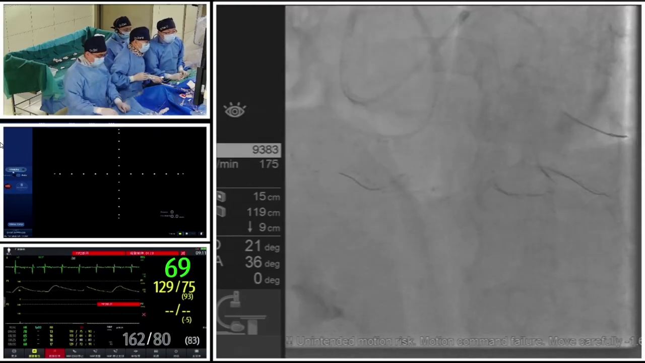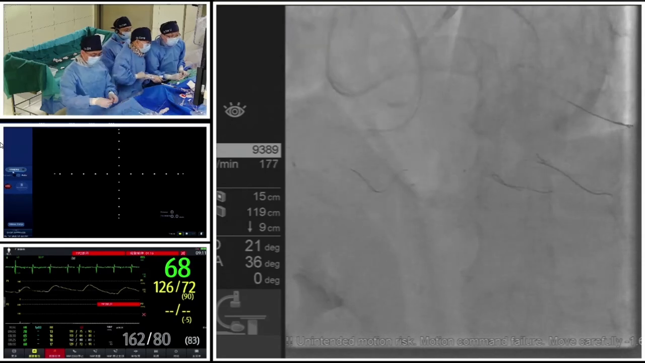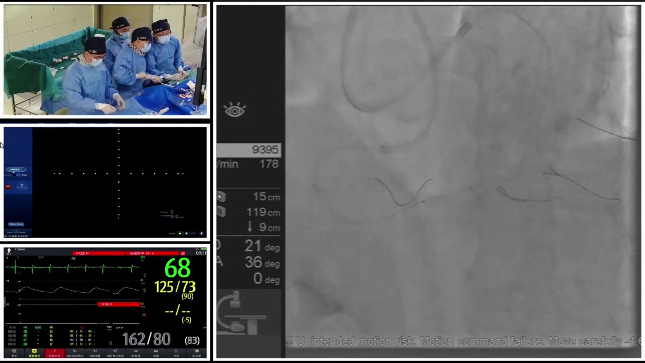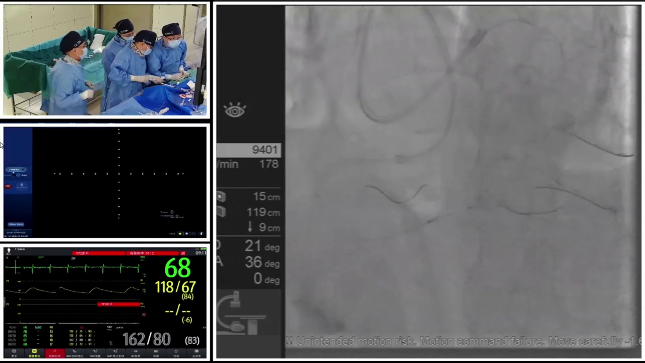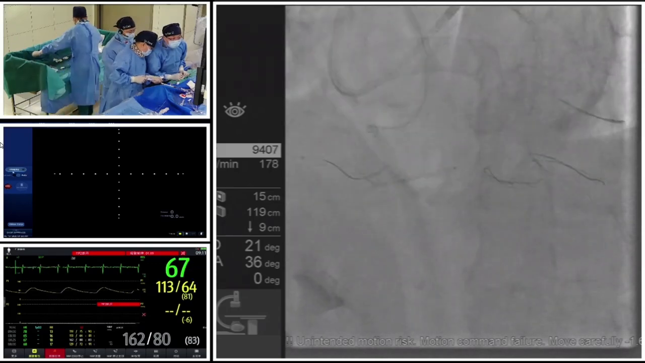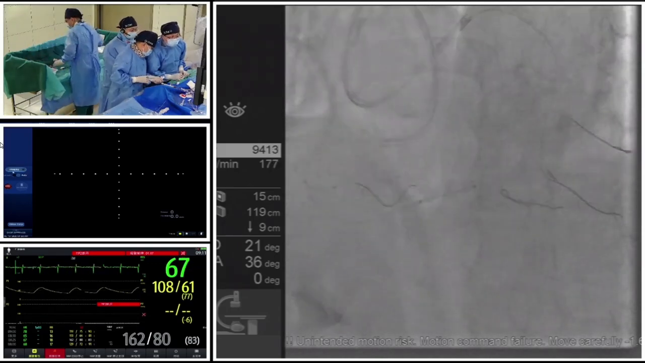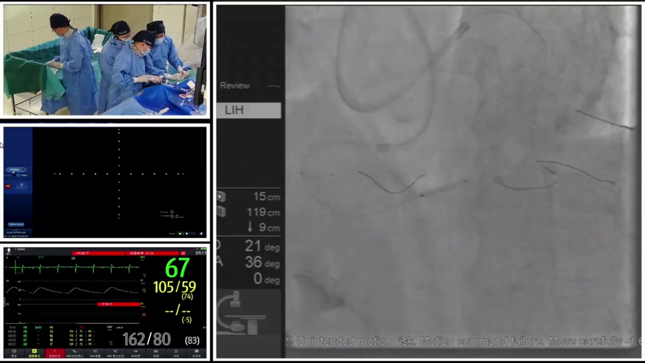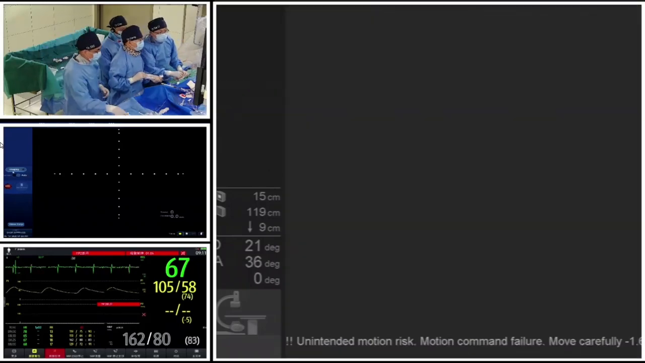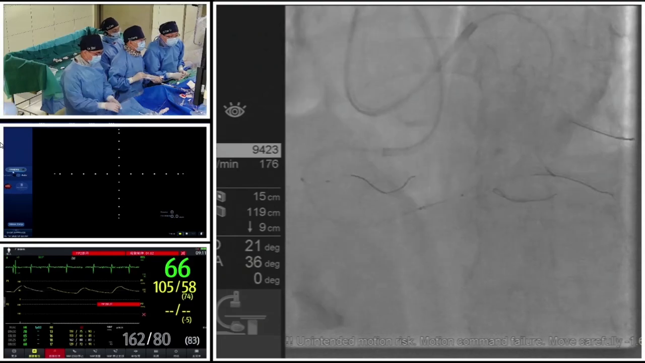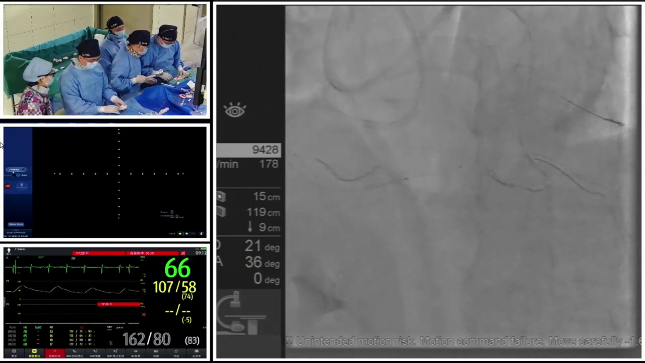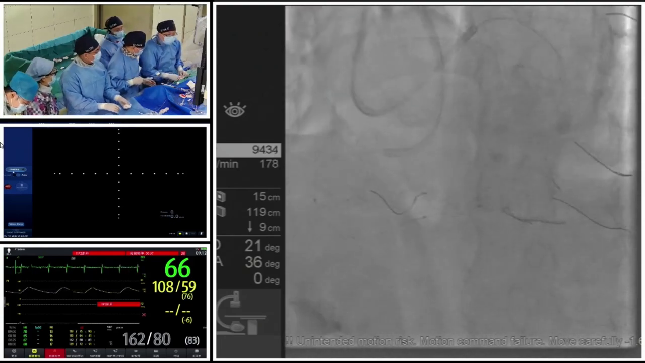Okay, we are trying to modify the distal part of the CTO segment. This is a 2.0 balloon, right? Yes, 2.0 by 20. This is a 2.0 by 20 Emerge balloon. We're trying to modify the distal cap using the 2.0 balloon.